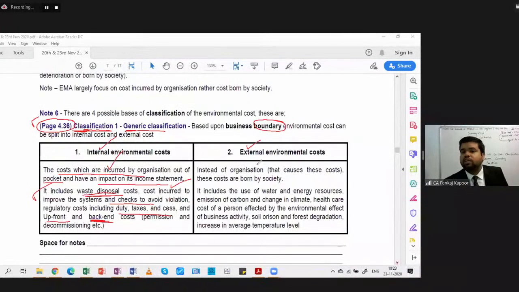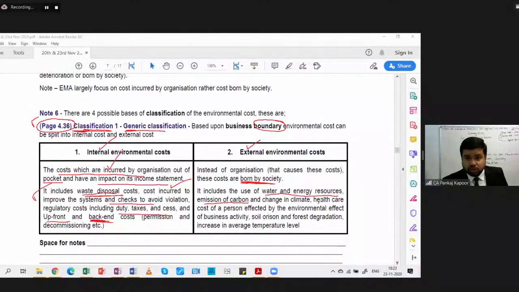Now moving to the external environment cost. External environment cost is also due to a decision by the business. But who needs to bear them? It is borne by the society. And what are the various costs included under this? The water and energy resource which the business is using out of the ecology. The emission of carbon by the business.